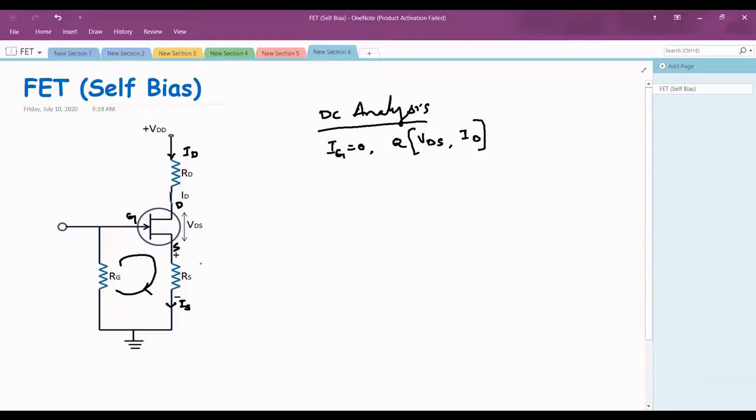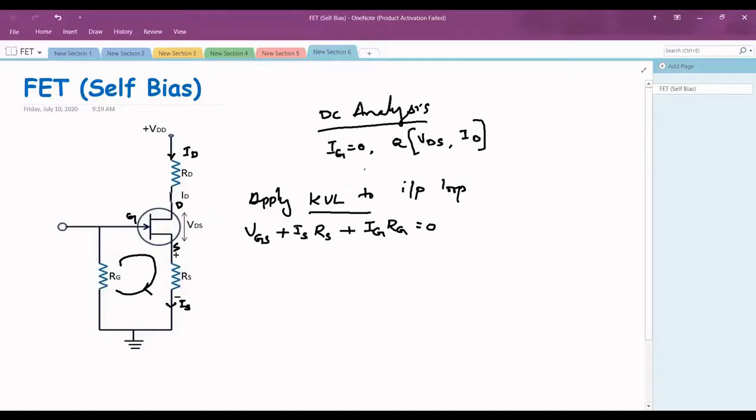The loop consists of RG, RS and VGS. So let us apply KVL to the input loop. VGS plus ISRS plus, if there is a current flowing through RG, IGRG. But our initial assumption is that Ig equals 0, so this term will be equal to 0. So our equation becomes VGS plus ISRS equal to 0.